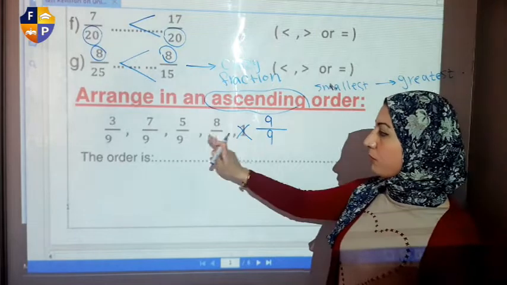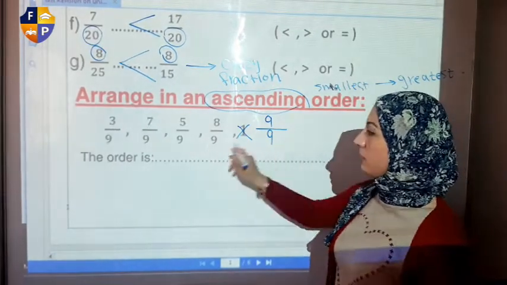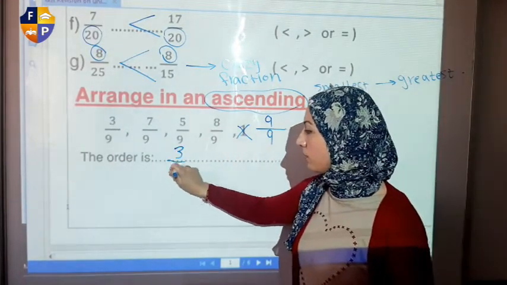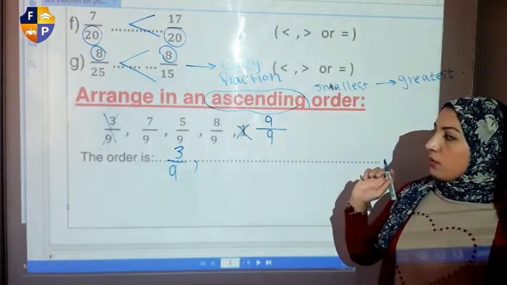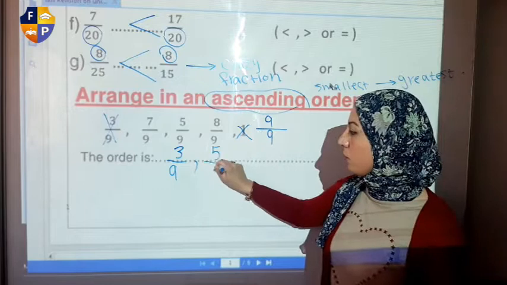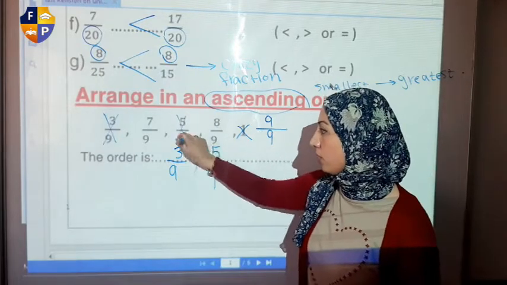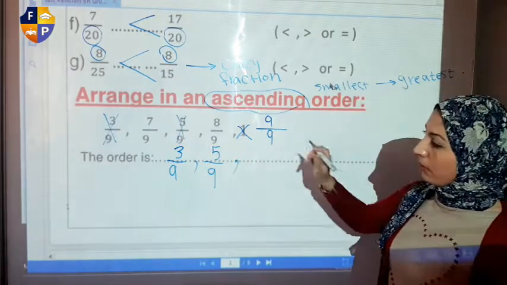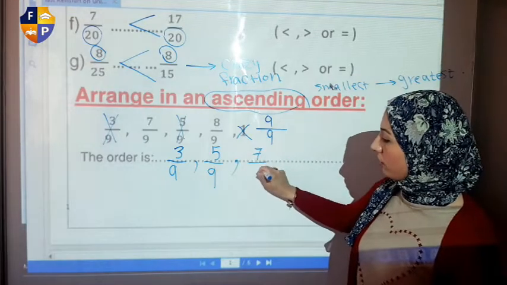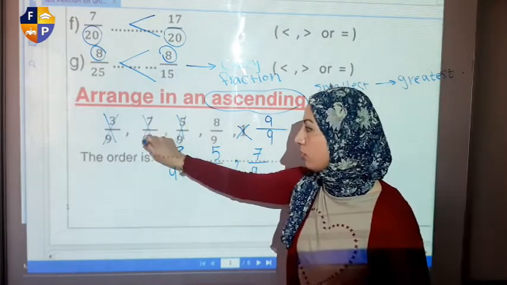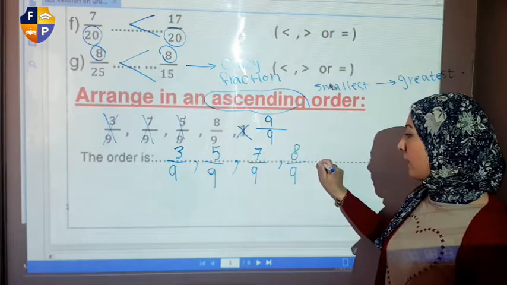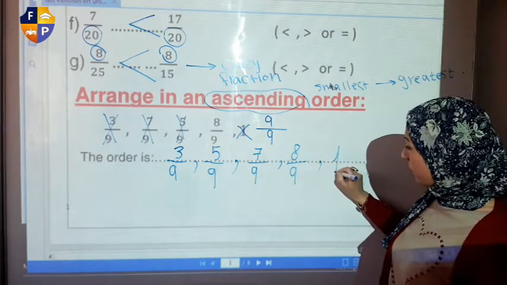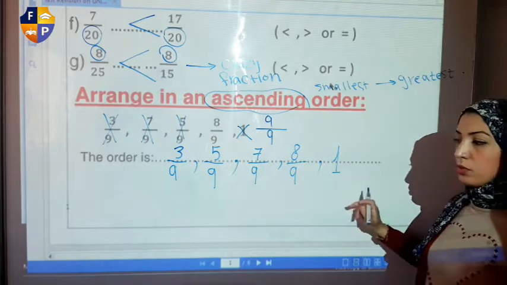So the first fraction, the smallest fraction, is 3 over 9. Cross 3 over 9. The second is 5 over 9. Cross 5 over 9. Next 7 over 9. Cross 7 over 9. 8 over 9. And 1. Or you can write 9 over 9.